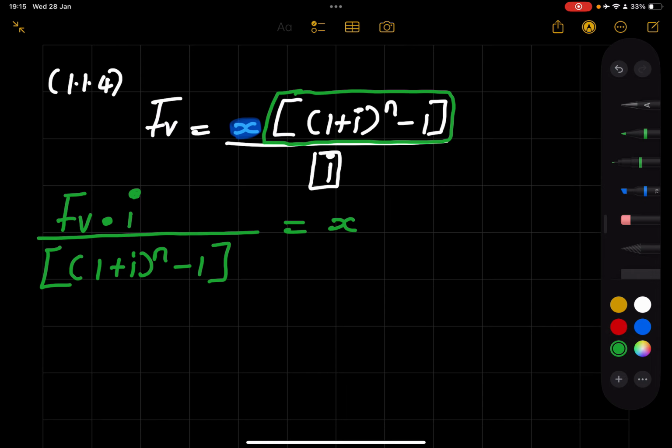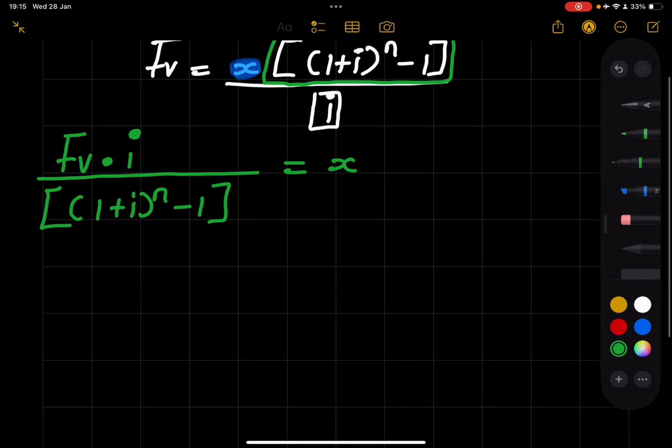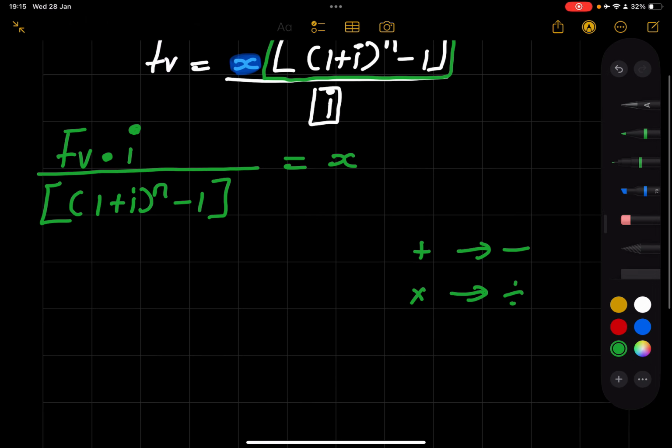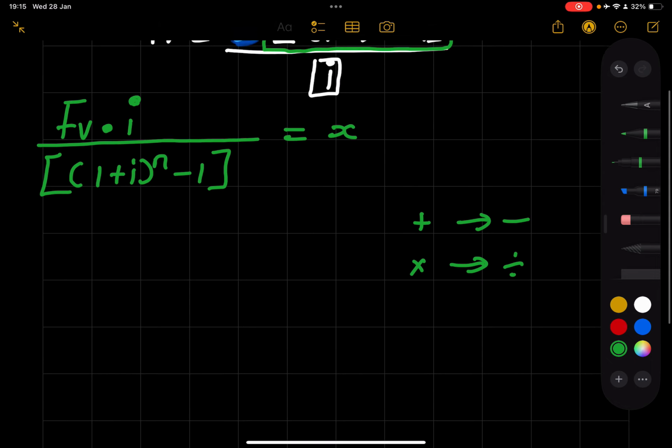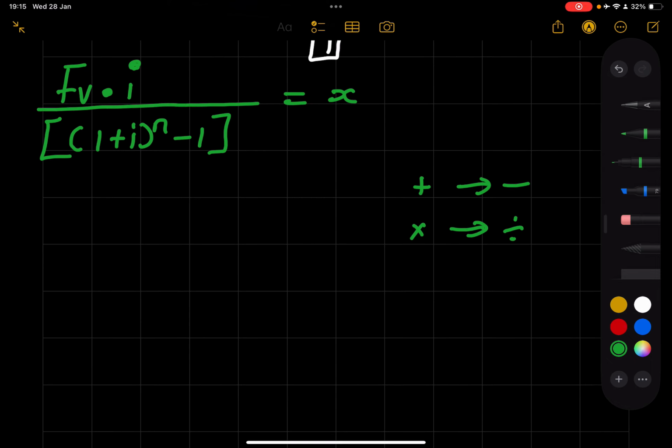So ladies and gentlemen, when you make the subject of the formula, you must know that you are always going to be using inverse operation. If it's adding on the left, it must subtract on the right. If it's going to multiply on the left, it must divide on the right, and vice versa, right? If it was subtracting on the left, it must add on the right, and so on and so on.